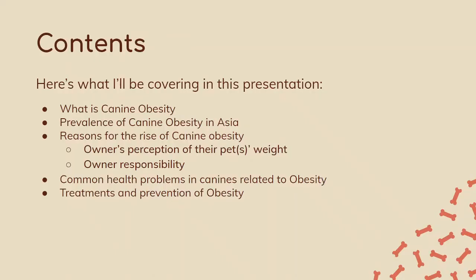Here's what I'll be covering in this presentation. Firstly, what is canine obesity? Secondly, prevalence of canine obesity in Asia. Thirdly, reasons for the rise of canine obesity in relation to owner's perception of their pet's weight and owner responsibility. Fourth, common health problems in canines related to obesity. And lastly, treatment and prevention of obesity.